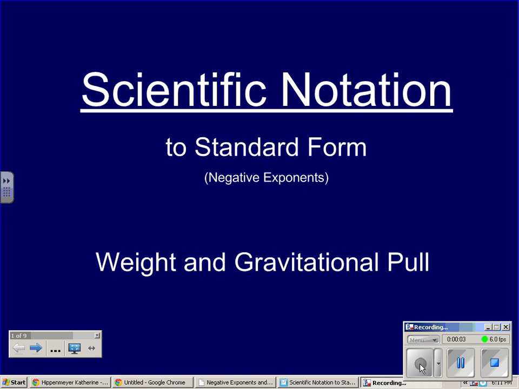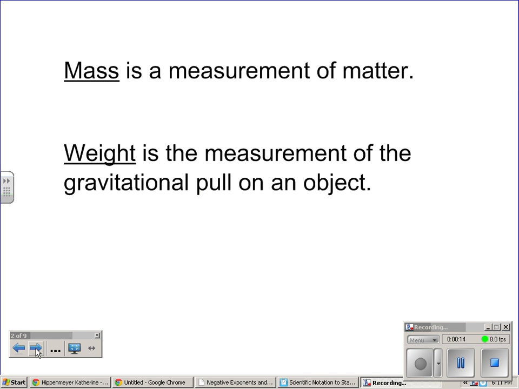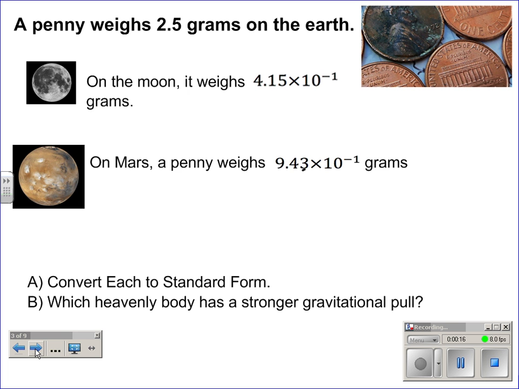In this video, we're going to look at the same things that we looked at before, but this time we're going to change those numbers from scientific notation back to standard form. You can stop on this slide if you need to review those definitions. So a penny weighs 2.5 grams on the Earth. On the Moon it weighs 4.15 times 10 to the negative first grams. Our goal this time is to change numbers from scientific notation to standard form.